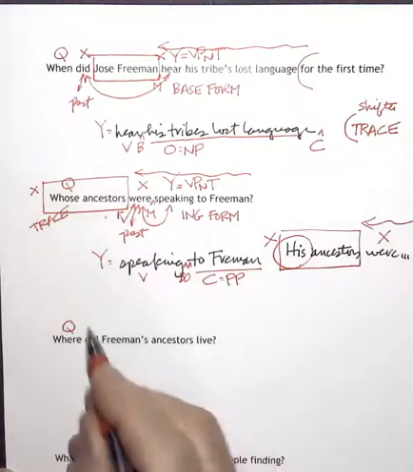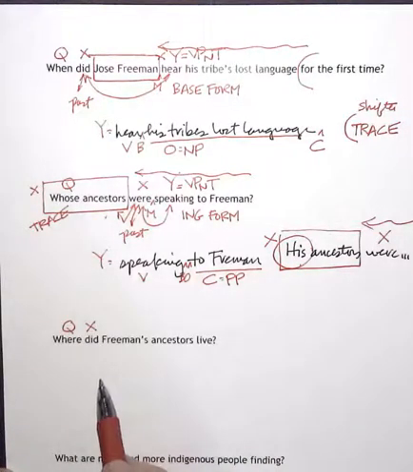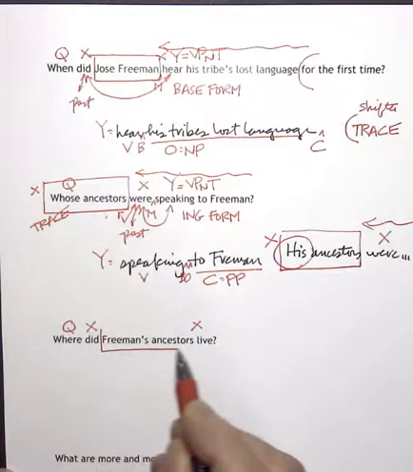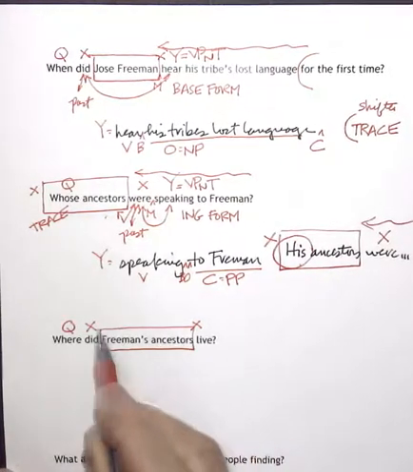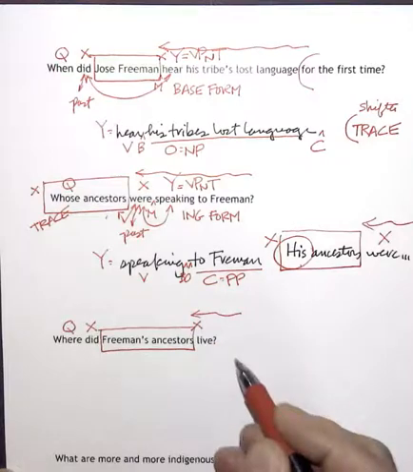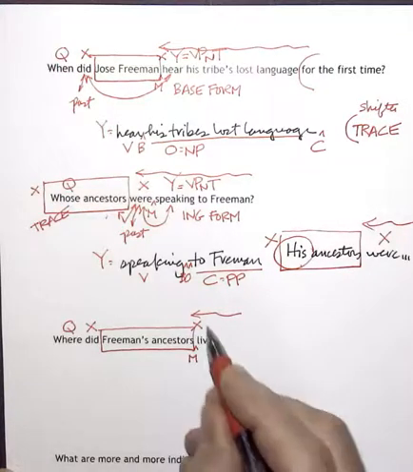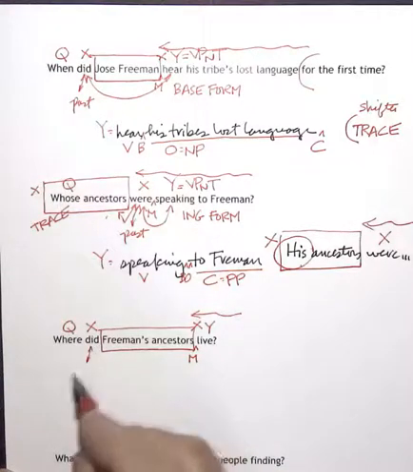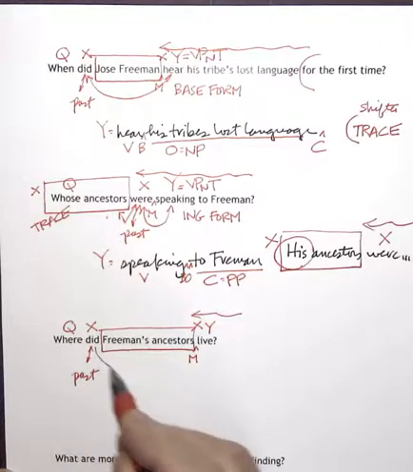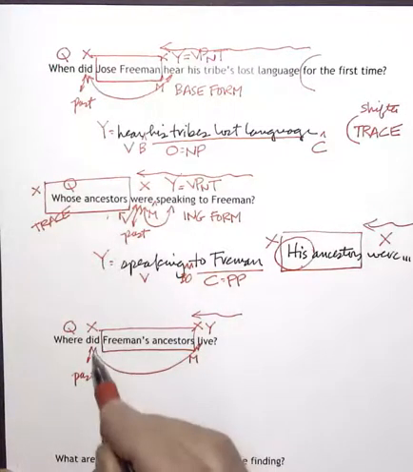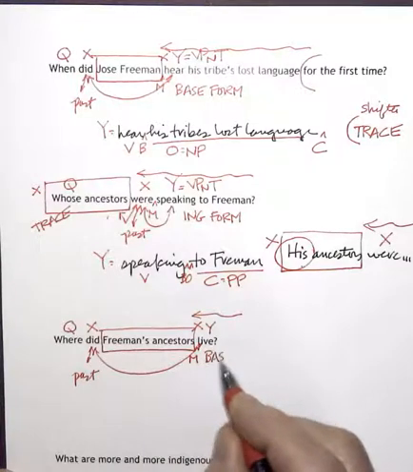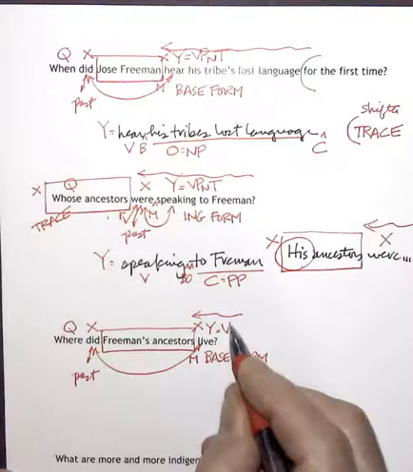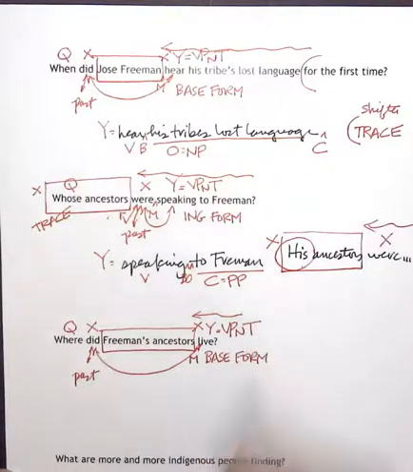Question word, X word. Freeman's ancestors did not live. Now here is the subject, predicate, M place, and Y. Did ties with the past. Did ties with live. It's the base form. Y is a verb phrase, no time.